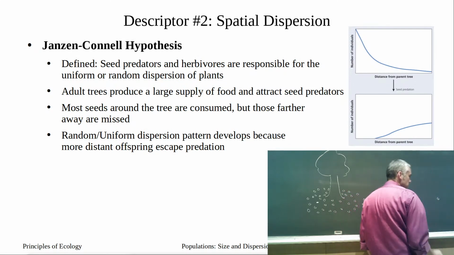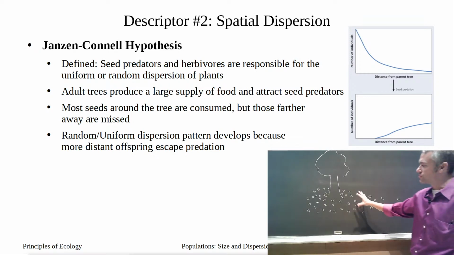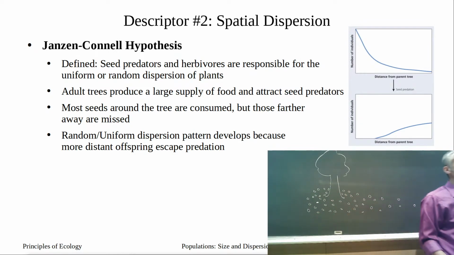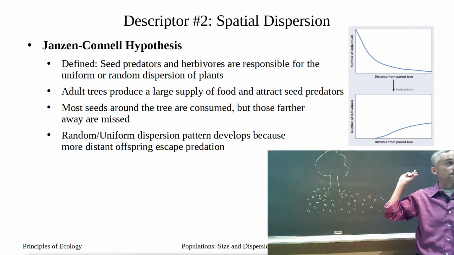But then you have some seeds that can fall far away from the plant. Maybe an animal picked them up, started carrying them away, and then got scared and dropped them. Sometimes maybe a seed just hit a rock and bounced. Who knows? What has happened is that this adult tree produced so many seeds underneath it that it started attracting our seed predators and our herbivores. So our predators came around and started feeding on all of these seeds.